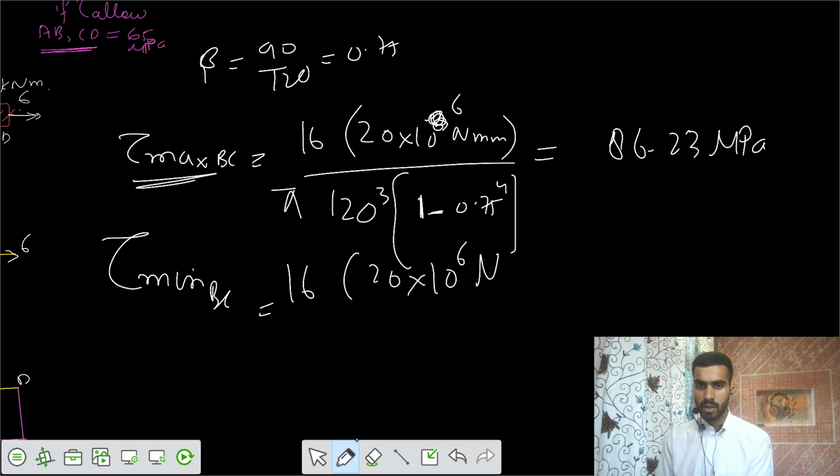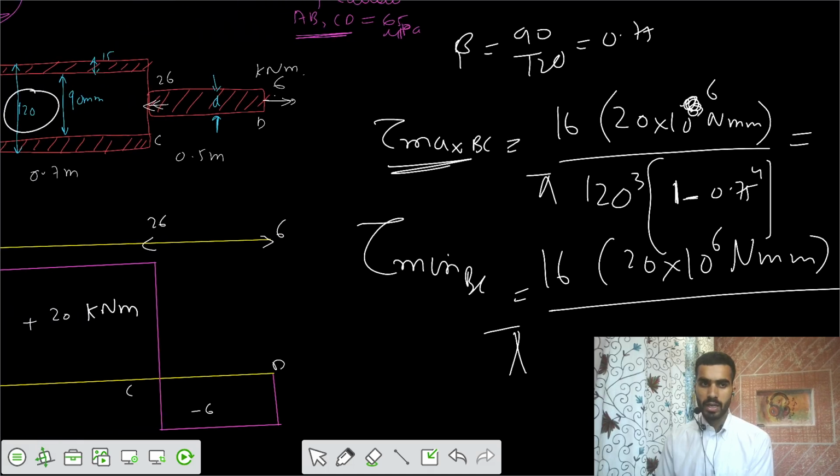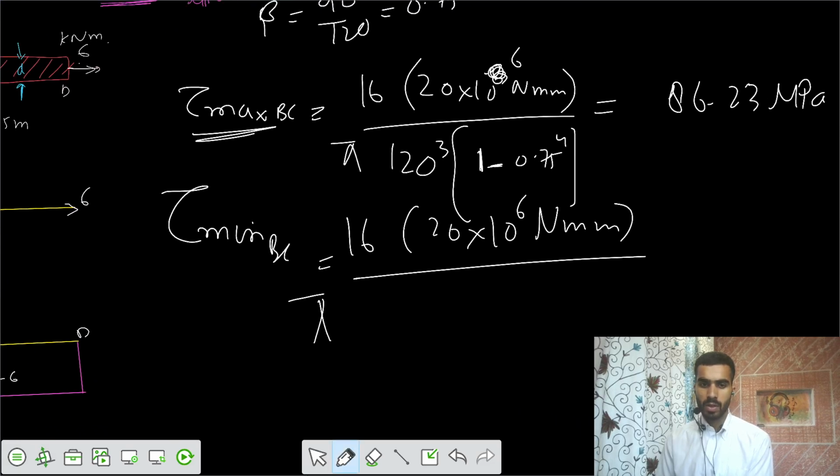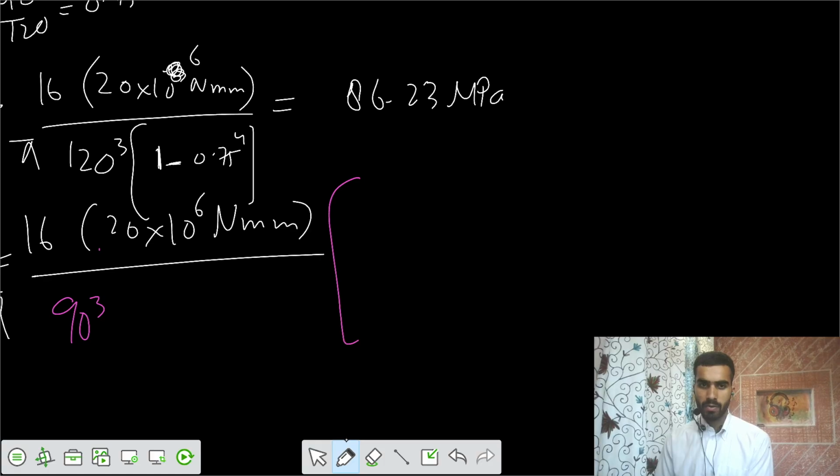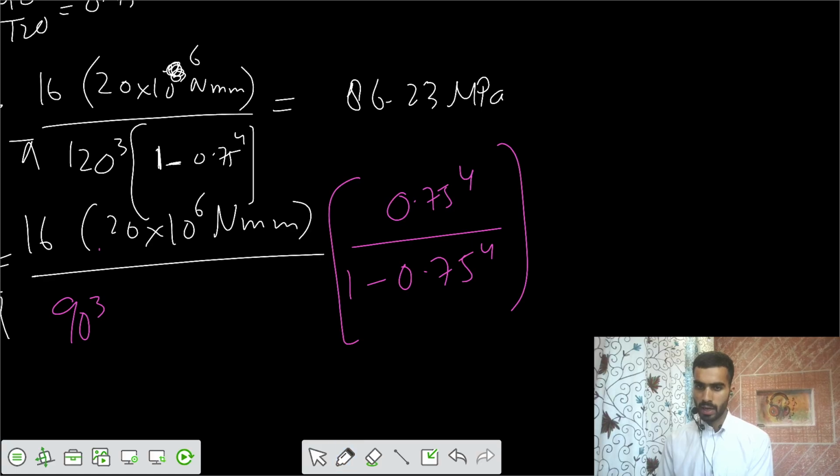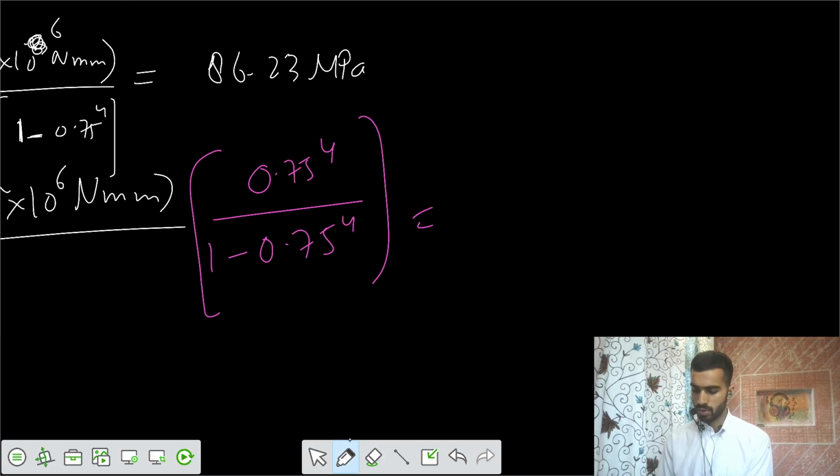Now if I want to solve that tau minimum in the BC, that's the equation we have, 16T upon pi D cube, but the D is D outer, D inner. You need to take D inner, that's 90 cube. And we have that equation of the factor of 1 minus beta power 4, and you can get the value that is equal to 64.6725 megapascal.